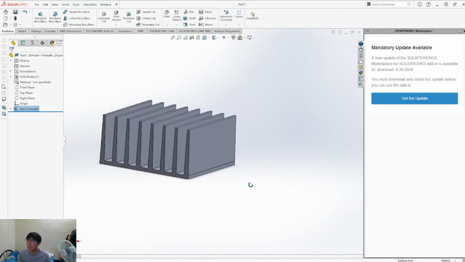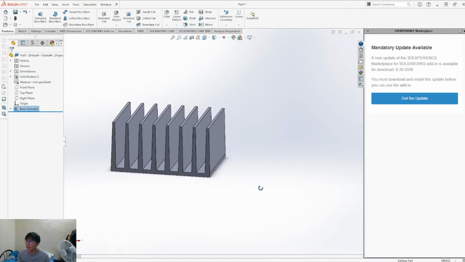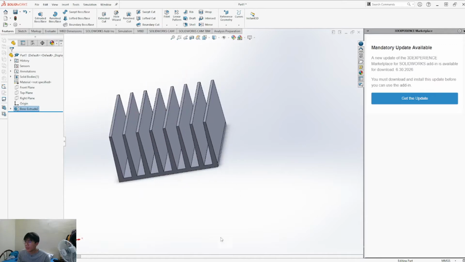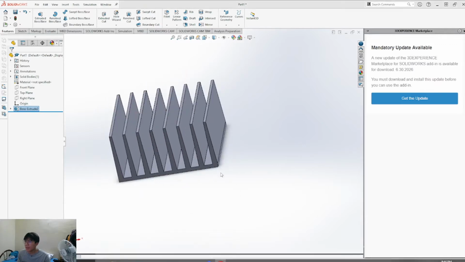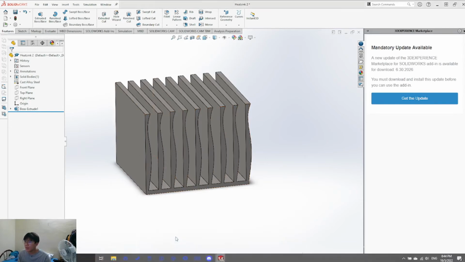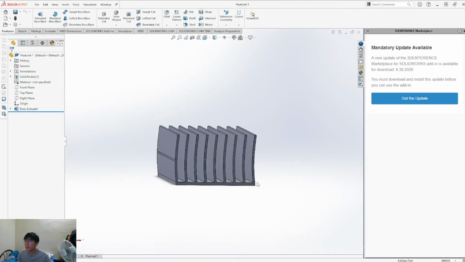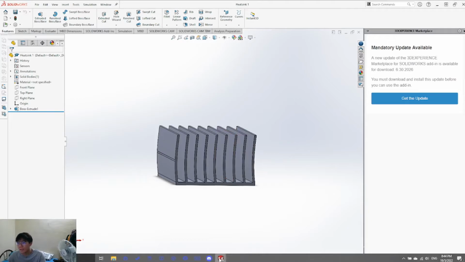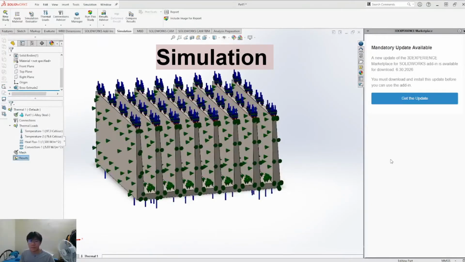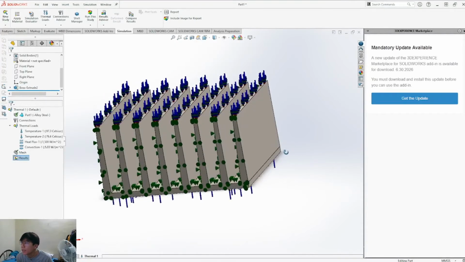Overall, this is one of the heatsinks I created. The standard size is 40 times 40, and these are my other designs too. Design number 2, and this is one of the design 2. So in total I have 3 heatsinks I'll be comparing. So here's the design we have just made.